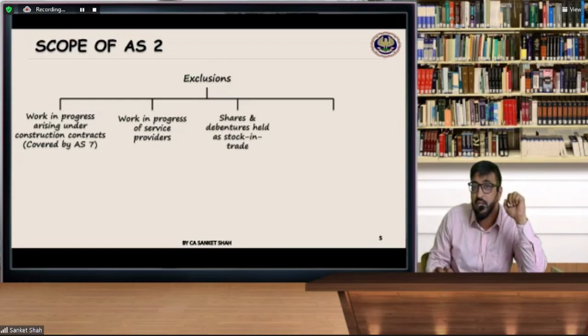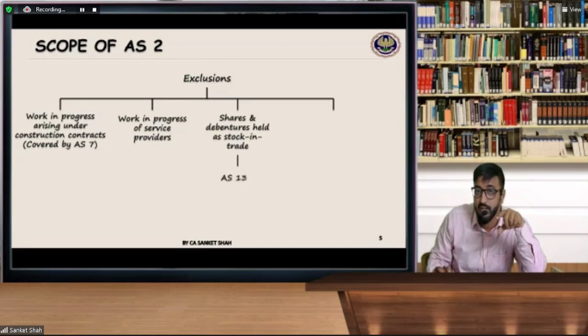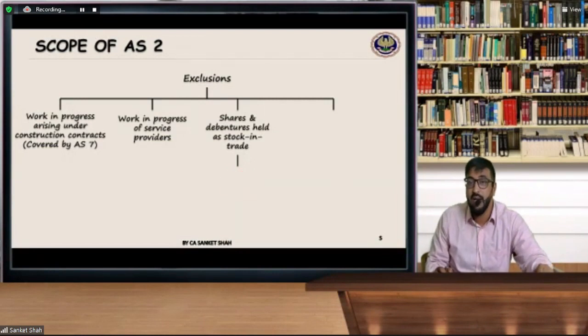Shares and debentures held as stock in trade. So beta, if you have a stock of shares or debentures, don't consider it under Accounting Standard 2. The reason is very simple: Accounting Standard 13 will also not take care of it. It has a separate guidance note. It is an investment. If you have shares or debentures held as stock in trade, the current guideline is lower of cost or fair value.